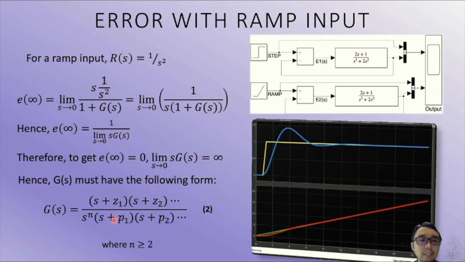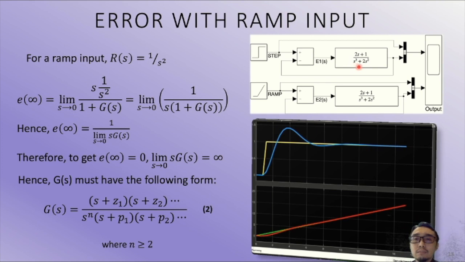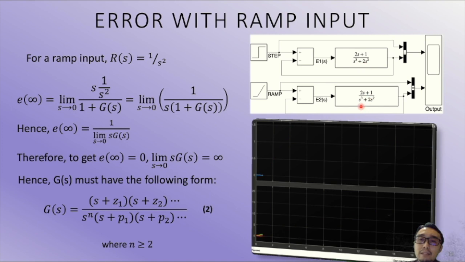In this case, it's the same as equation 2 before, but the system must have n, not 1 anymore, it should be 2 or more. So I've added another integrator to the system. The denominator becomes s cubed. Before it was s squared. Previously it was just s. So now it's s cubed plus 2s squared.